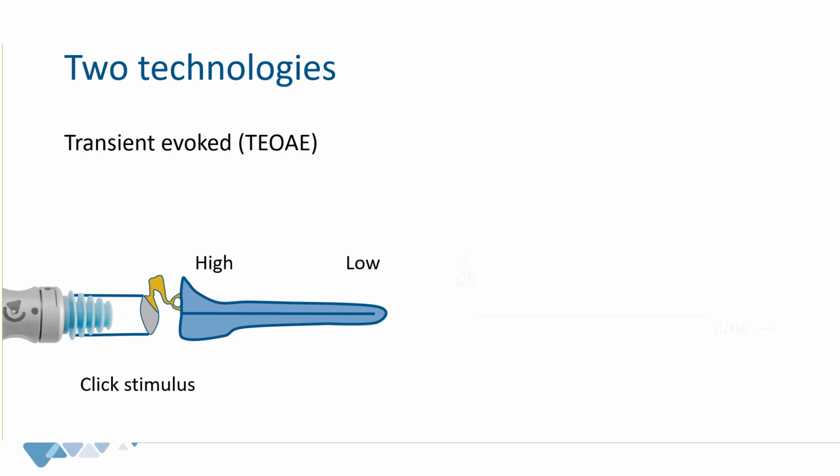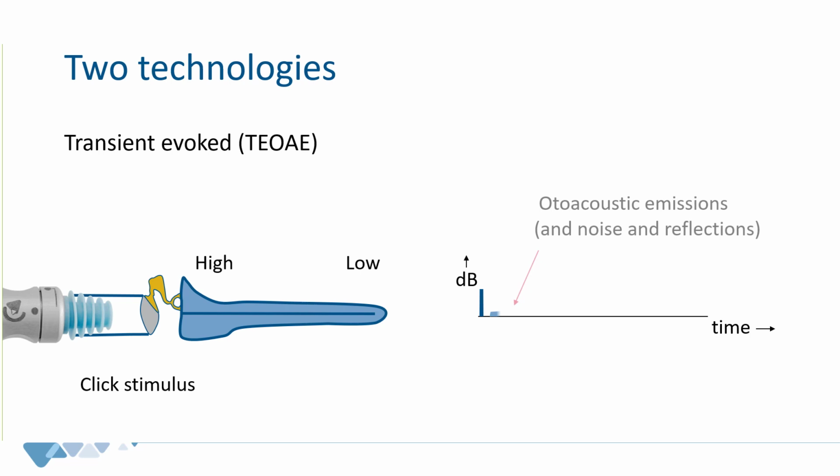Now, how do we measure this more precisely? Here you see a timeline where I present the first click, and then afterwards a recording starts, and this recording is picking up 3 things: noise, a lot of noise; reflections, because the stimulus that we created is reflecting at the eardrum and all kinds of places in the ossicular chain and middle ear, and all these reflections also come back; and it's also including some OAE, which is very small compared to everything else.